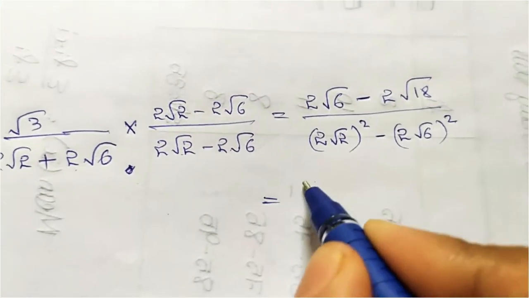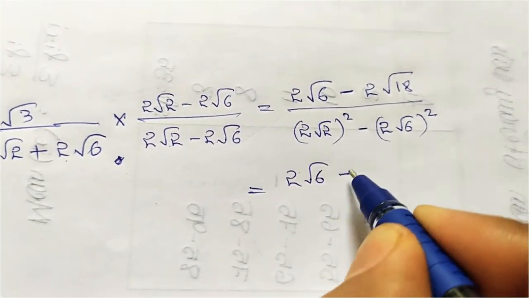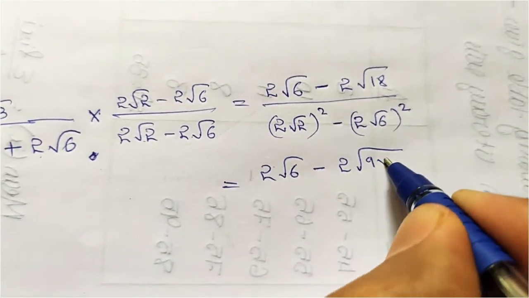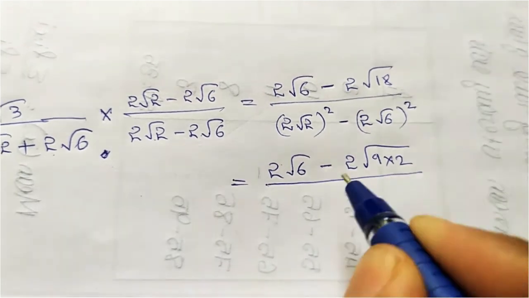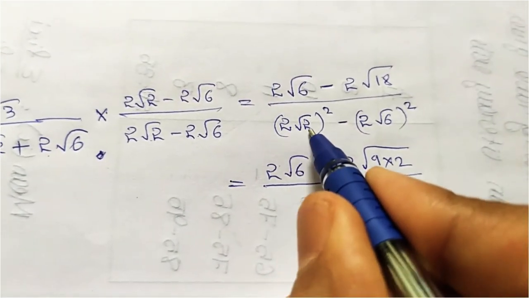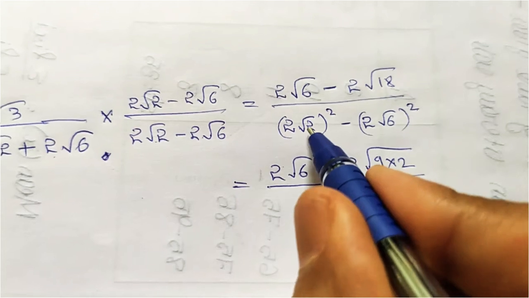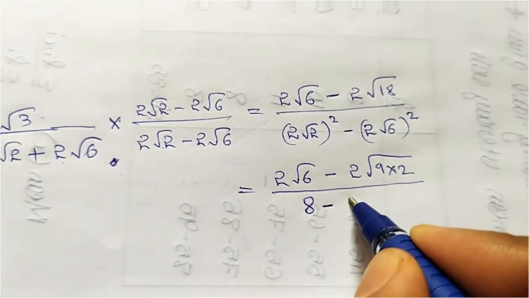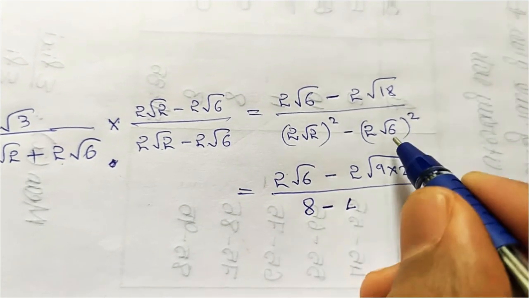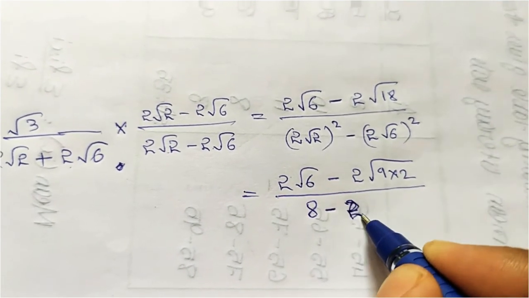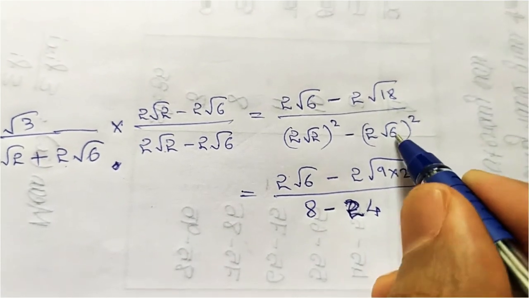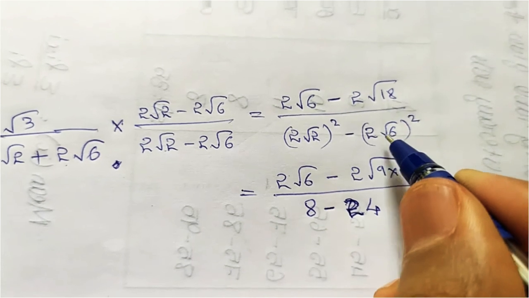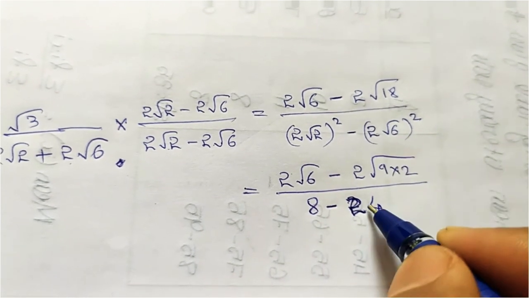So solving this, 2 root 6 minus 2, I will write 18 as 9 into 2, whole divided by 2 root 2 whole square will be 2 2s are 4, 4 2s are 8, minus 2 2s are 4, 4 6s are 24, okay. Why I took it as 6? Because root and square will get cancelled, it will be 6 and 2 square is 4, 4 6s are 24.